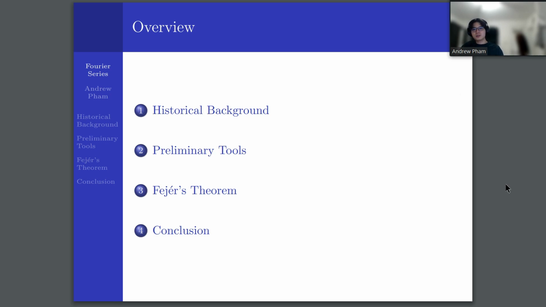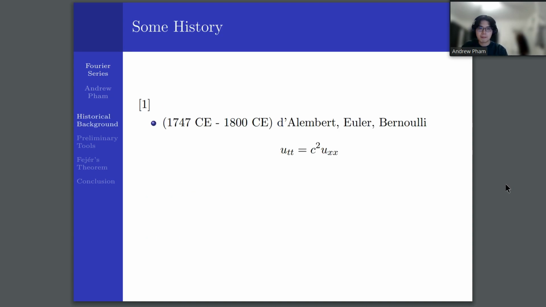We're going to first get into some historical background on the formulation and intuition behind how the Fourier series were created, then head into some preliminary tools that will help set up for our main result, which is Fejer's theorem. Afterwards, we'll give the result and its proof of Fejer's theorem, and conclude with some discussion on the future studies of this subject. So let's begin.